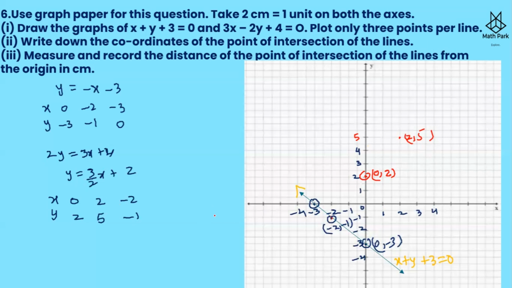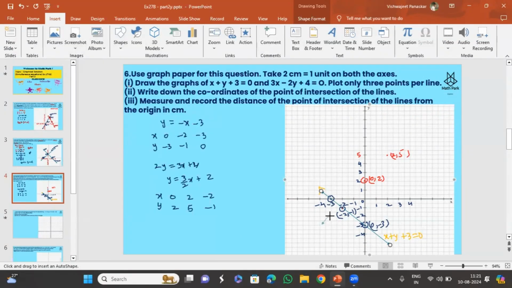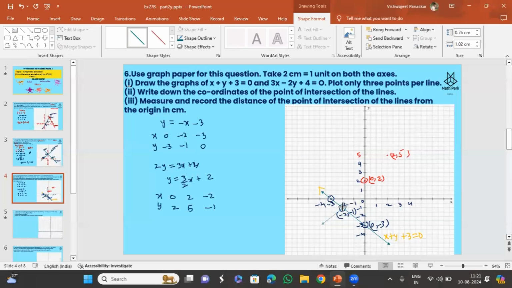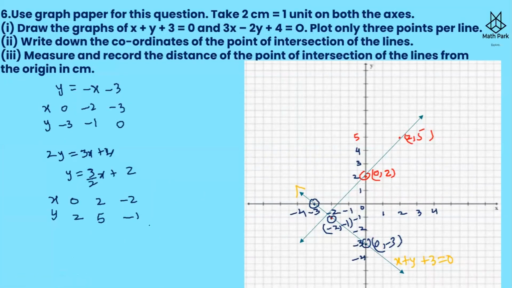Now let us draw the line passing through the 3 points. So this is your line, and the equation of this line is 3x minus 2y plus 4 equals 0. Okay. So we have done with the first part. We have drawn the lines. Write down the coordinates of the point of intersection.